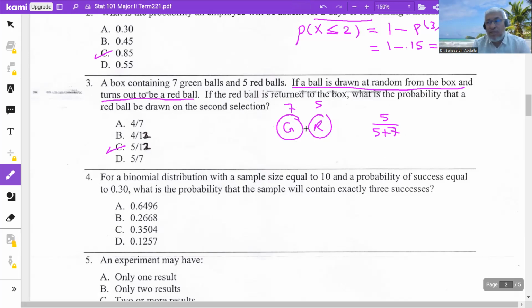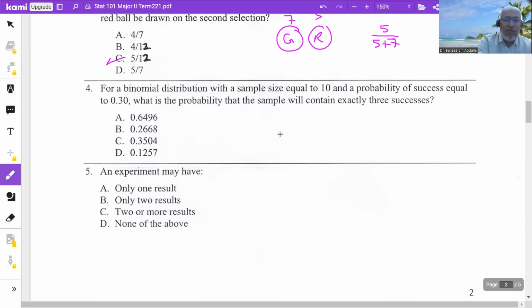It changes if the ball is not returned to the box. Then in this case we will not have 5 red balls, we will have 4 red balls the second time, and the total number of balls would be 11, not 12. Then the probability in this case will be different. But here every time we select a red ball and put it back in the box, the probability of selecting red is 5/12, and the probability of selecting green is 7/12.